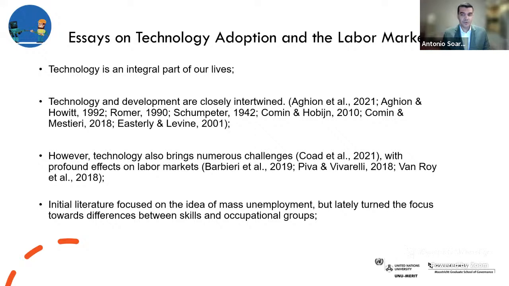Initially, this literature focused on the idea that technology would bring massive waves of unemployment, but lately it turned the focus towards differences between skills and occupational groups, in the sense that technology does not necessarily bring massive unemployment, but it does change the demand for certain skills, tasks, and occupational groups. This is the main topic of this thesis, with a special focus on the case of developing and emerging economies, which I'll present in four different chapters.